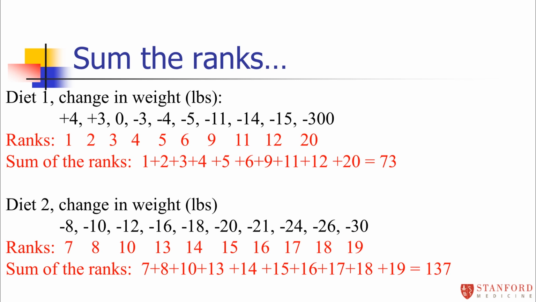This is a little tricky if you have different sample sizes. What if one group only had 5 people and the other group had 20 people? Well, of course, the sum of the ranks is going to be higher for the bigger group. So the Wilcoxon rank sum test accounts for differences in sample sizes as well. Here we have the same sample size.